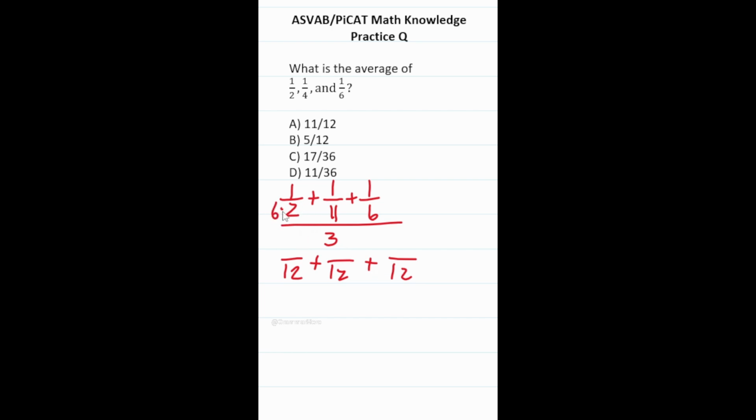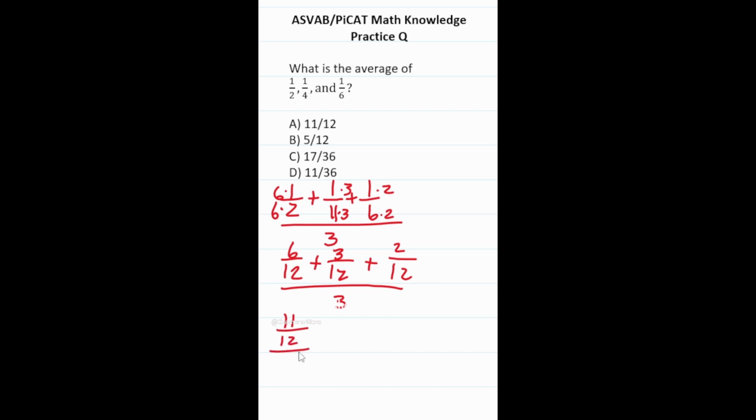To write 2 as 12, we multiply it by 6, so this becomes 6 over 12. We have to multiply this by 3, so this becomes 3 over 12. We have to multiply this by 2. This is 2 over 12. Again, this is all divided by 3. Let's add these fractions. 3 plus 6 is 9 plus 2 is 11.